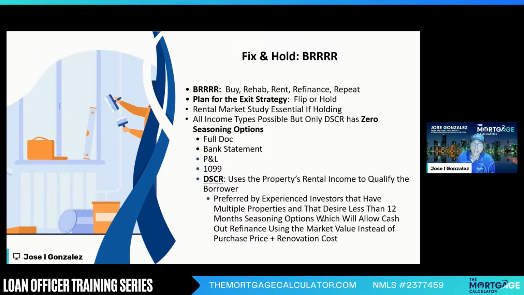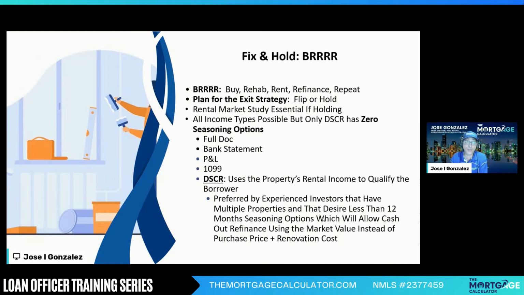Now, all income types are possible, but you see me honing in on the DSCR loans because they're usually the only option that has 0 months seasoning option when you've completed renovations to the property. Meaning you don't have to wait 6 months, you don't have to wait 12 months to get the market value. You can get it now, as long as you can show the renovation that was done. We have options, even light renovation. We have options with zero seasoning required.